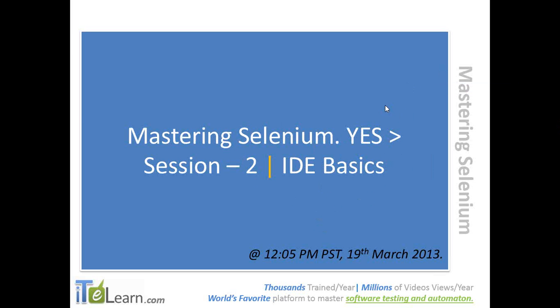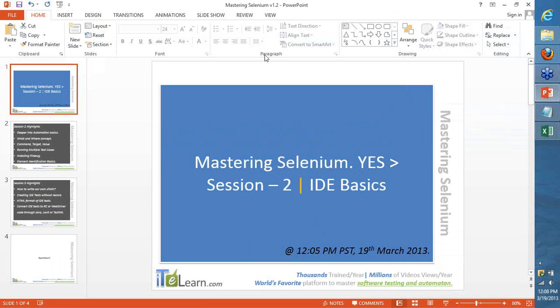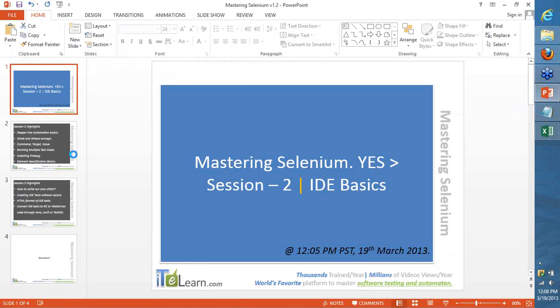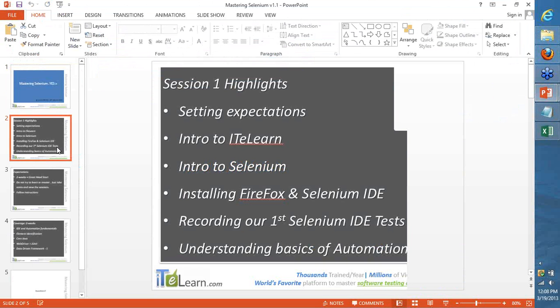All right. Now, let's take a quick recap of what we did in the previous session, and then we can move forward. So what we did very quickly is that we went through how we could install Firefox, how you could get the latest Selenium IDE from seleniumhq.org and put that as an add-on or a plugin into your Firefox browser. We also did some basic recording of one test and how the automation works at a very high level.